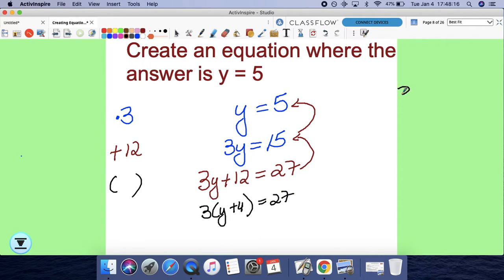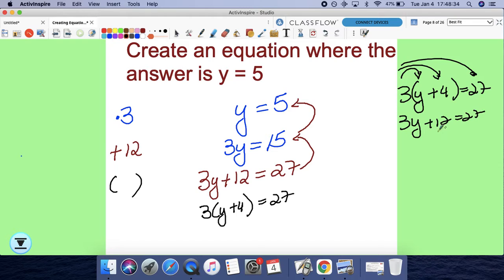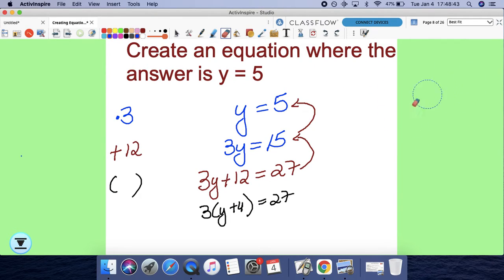So again, the next day you can give the student 3 parentheses y plus 4 equals 27. So that just added an extra step for him to do, right? Instead of going straight to subtracting 12 from each side, he's obviously forced to do the distributive property, which gives you 3y plus 12 equals 27. And then minus 12 on both sides, etc. So you just added another level of difficulty for him. So that's one way of adding parentheses to the question.